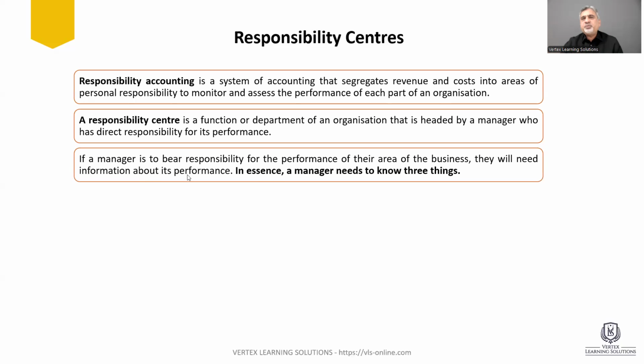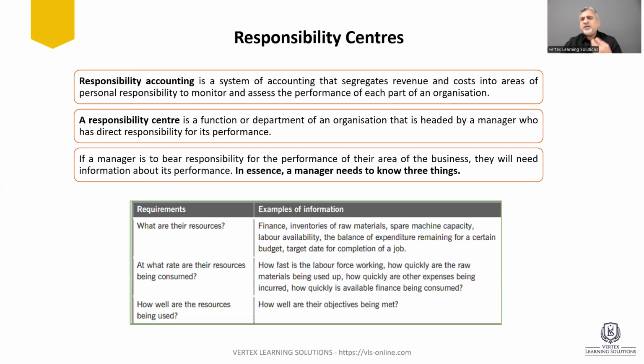So regarding the information which we give to these responsibility centers or managers, there are three very common questions. First, what are their resources? If I tell the production manager that you are responsible to produce 100,000 units per month, he says, okay, tell me what equipment do I have? How many people do I have? How am I going to deliver that responsibility? So they need to know their resources in terms of finances, inventories of raw materials, spare machine capacity, labor availability, etc.